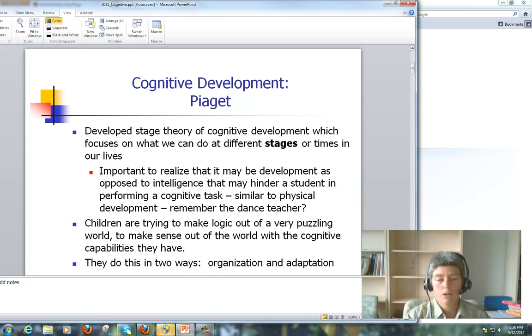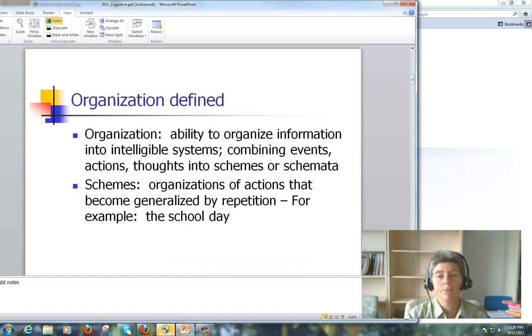When they are able to make sense out of it, they do it in two ways, and they do it through organization and adaptation. We are going to use organization in the definition as the ability to organize information into intelligible systems, combining events, actions, thoughts, or schemes, or schemata. And schemes are just basically the organizations of actions that become generalized or become understood over time with repetition.